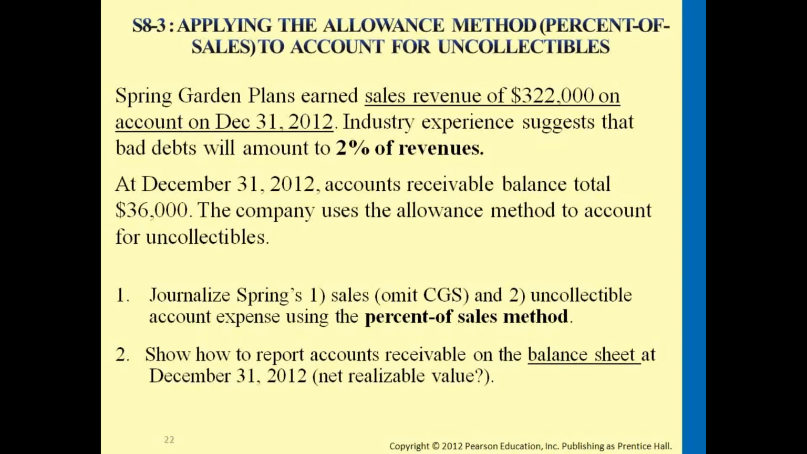First of all, try to journalize sales. Remember in Chapter 5 we talked about sales? Just journalize the first entry, sales, and omit cost of goods sold, since we haven't given you this information. Then see if you can estimate the percent of sales entry, the entry that we just showed in the previous slide. And at the end, what is the net realizable value of accounts receivable after this estimation? What is really the accounts receivable that we're most likely collecting?